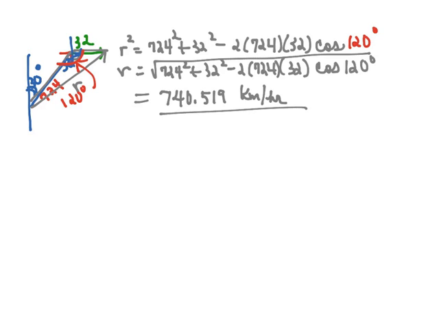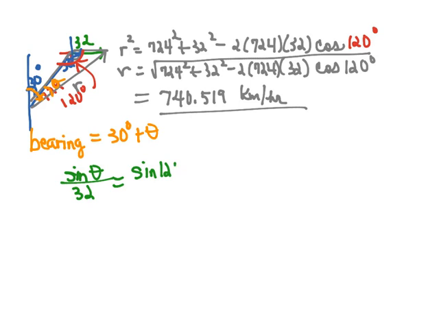Now we want to find the direction of the airplane, and the direction of the airplane would be this angle measured from the north around to our resultant line. So it looks like it's going to be on a bearing of 30 degrees plus whatever this little angle in the triangle is. We'll call it theta. So we can use the law of sines to help us find that. The sine of theta divided by 32 would be equal to the sine of 120 degrees divided by r that we just found.